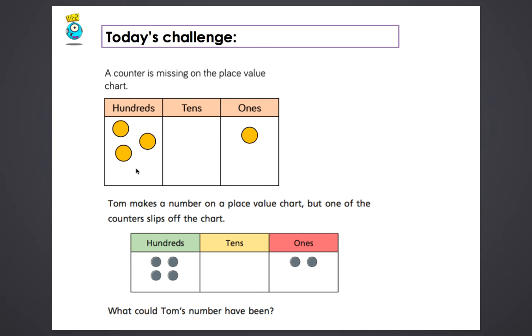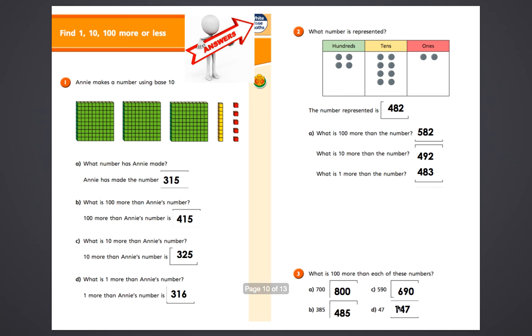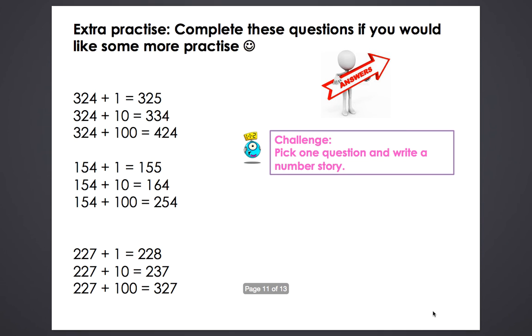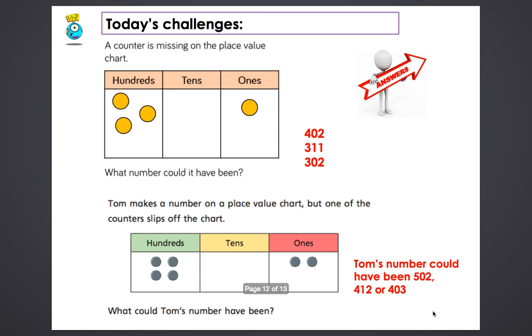And then the next one, Tom makes a number on a place value chart, but one of the counters slips off the chart. What could Tom's number have been? That's quite similar to the previous challenge question. So think about what the number would change to if you added a 1, if you added a 10, and if you added 100. Then finally, we've got the answers for you to have a look at yourself and see how you got on, and the answers to the challenge.